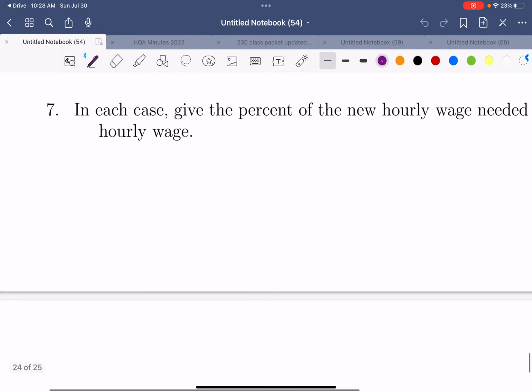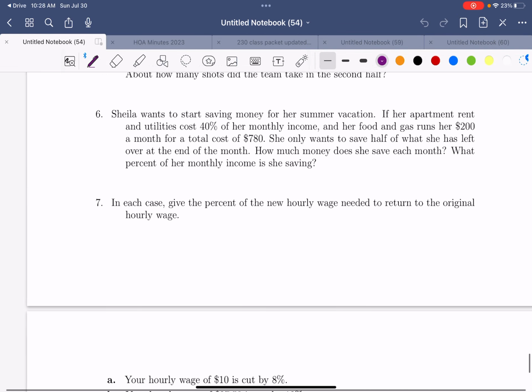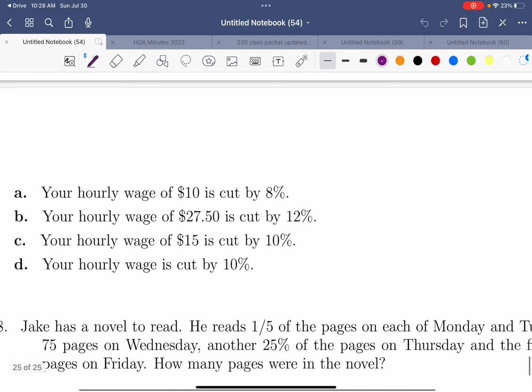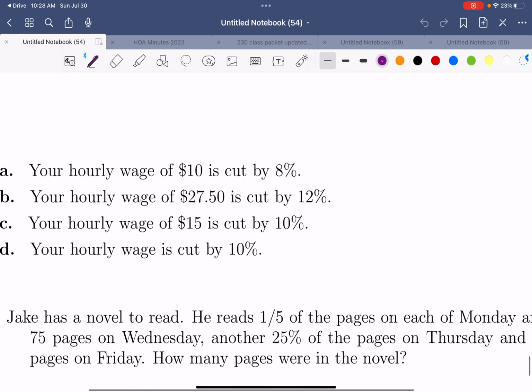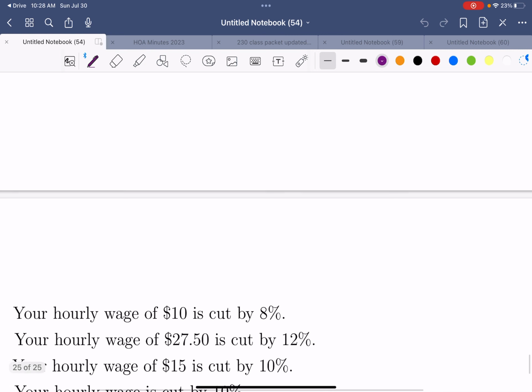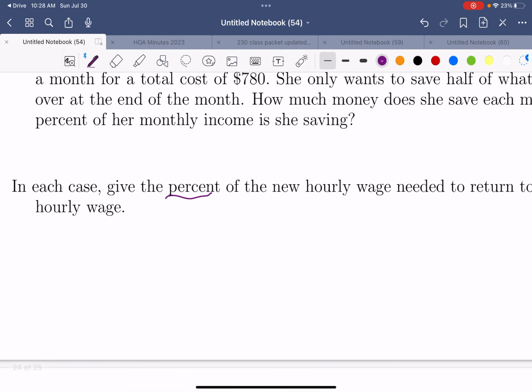So this is number 7 from the practice exam. In each case, give the percent of the new hourly wage needed to return to the original hourly wage. I'm just going to go through one, and then these are kind of transferable, so you can set them up the same way. Your hourly wage of $10 is cut by 8%, and we're looking for the percent of the new hourly wage needed to return to the old hourly wage.